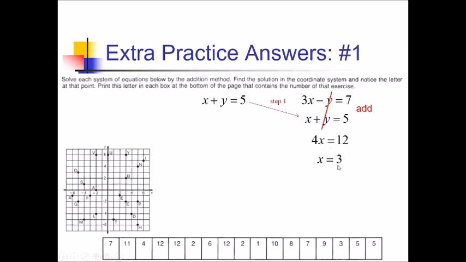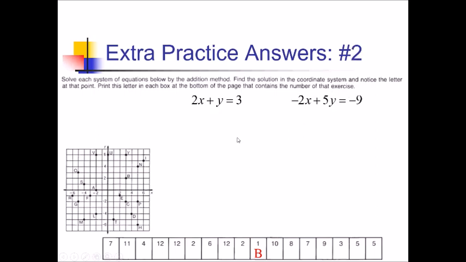And now that I know the value of x, I will plug that back in over here. So this is really 3 plus y equals 5. Subtracting 3 from both sides, I get y equals 2. So that gives me the point 3, 2 that I will now look up in my grid here. So over here, 3, 2, that's this b right here. So under problem number 1 down here, I'm going to write a b.